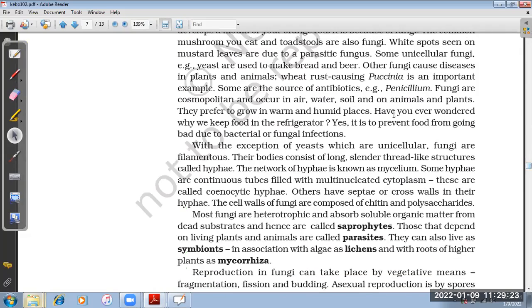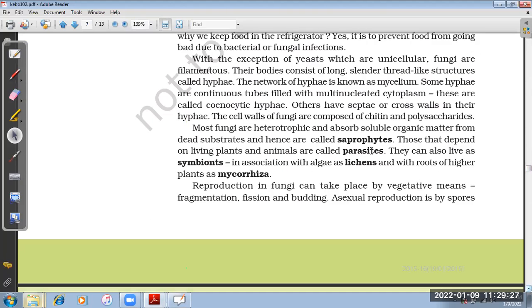Okay. Examples, you'll have to know them under this. So fungi, you know these terms, right? What are saprophytes? What are parasites?